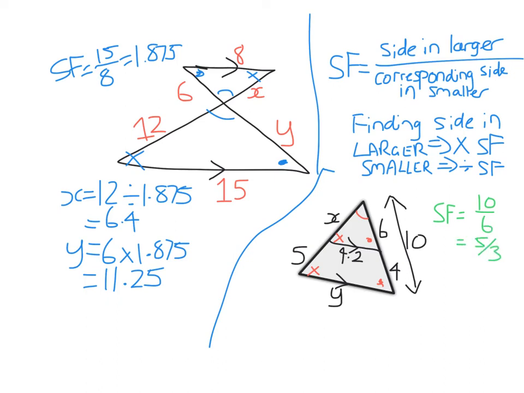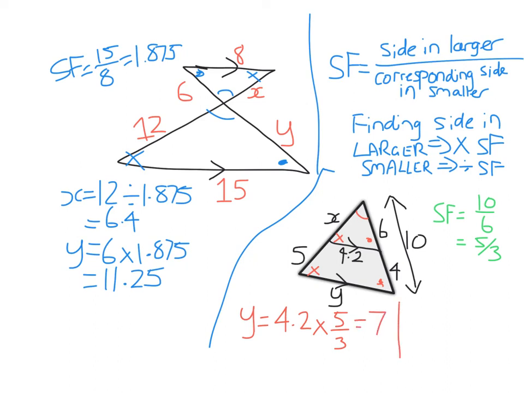So let's calculate y first, because y is easier. So y corresponds to the 4.2 side. So y, because it's in the larger triangle, is just going to be 4.2 times the scale factor of 5 over 3. And so using your calculator, you get y equals 7.